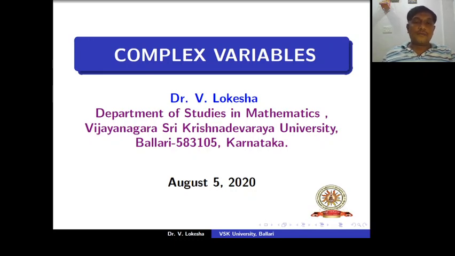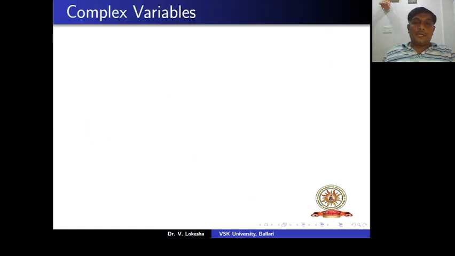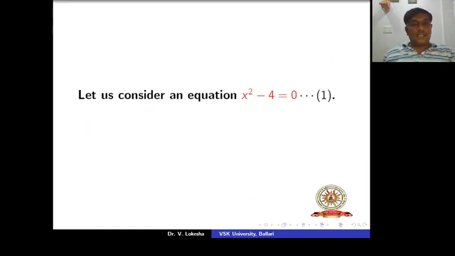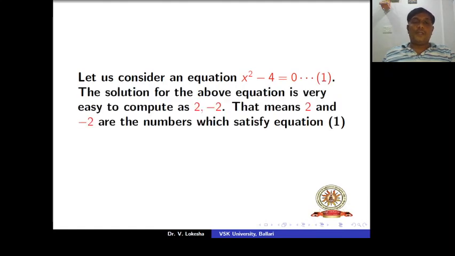Let us start by considering an equation x square minus 4 is equal to 0. The solution for this equation is very easy to compute, as 2 and minus 2. That means 2 and minus 2 are the numbers which satisfy equation 1.